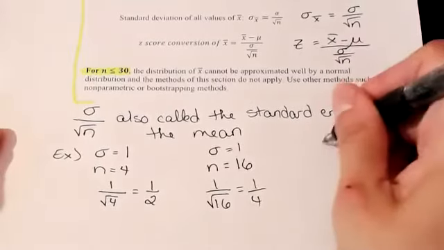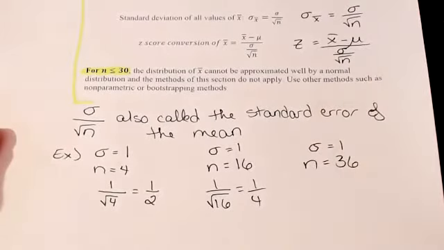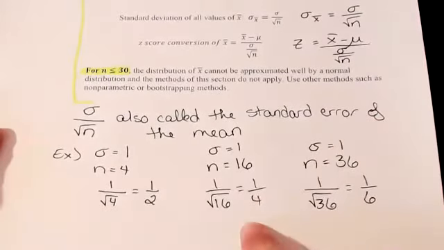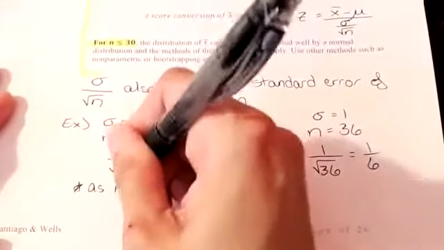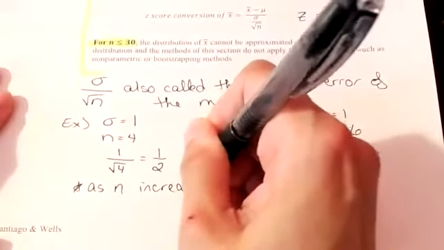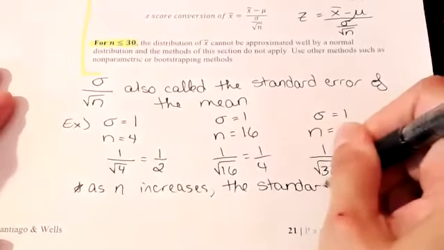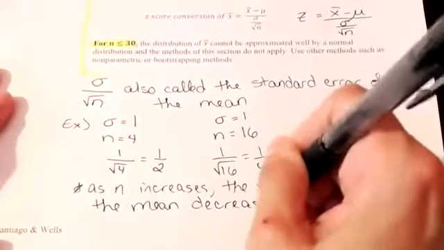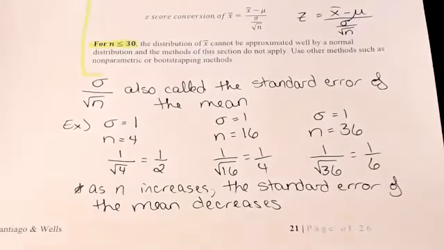Let's do it one more time. Let's say that our standard deviation, again, is still 1, and that n this time is 36 individuals. So we have 1 over the square root of 36, which is 1 over 6, much smaller than 1/4. So as n increases, the standard error of the mean decreases. As n increases, the standard error of the mean decreases.